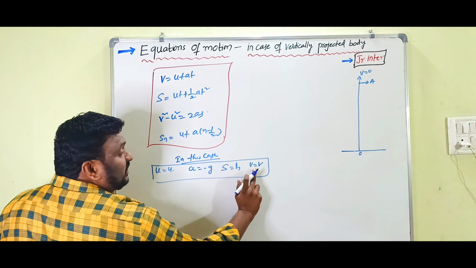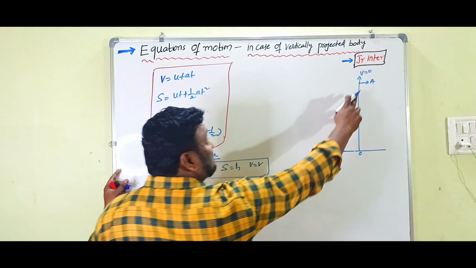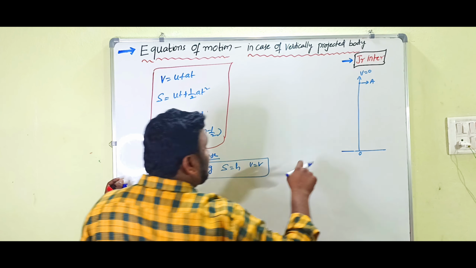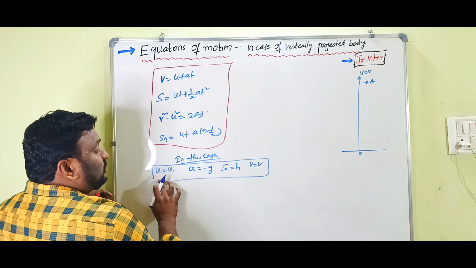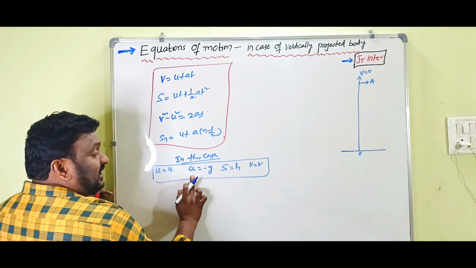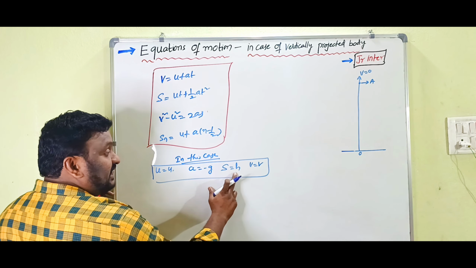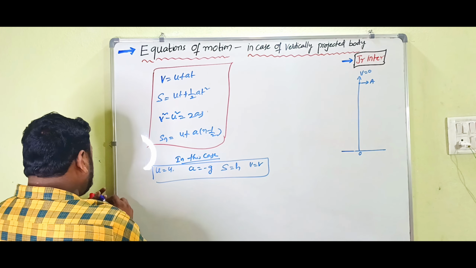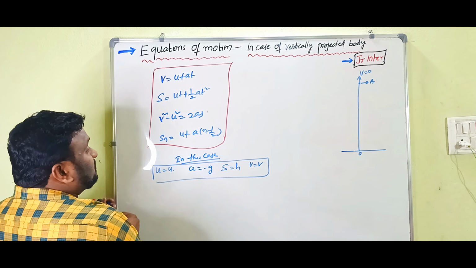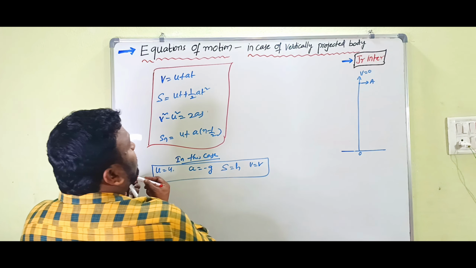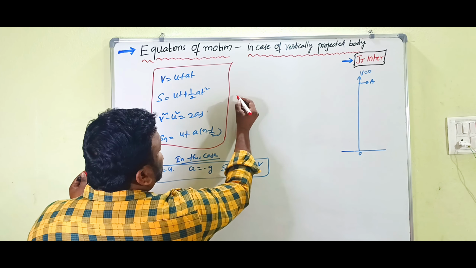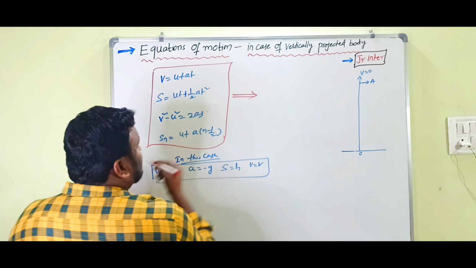Why are we not taking v is equals to 0? At maximum height I say v is 0. But before reaching maximum height, we have u is equals to u, a is equals to minus g, s is equals to h, and v is equals to v. Now the equations are turned into like this. Simply, here is how these change, very simple.